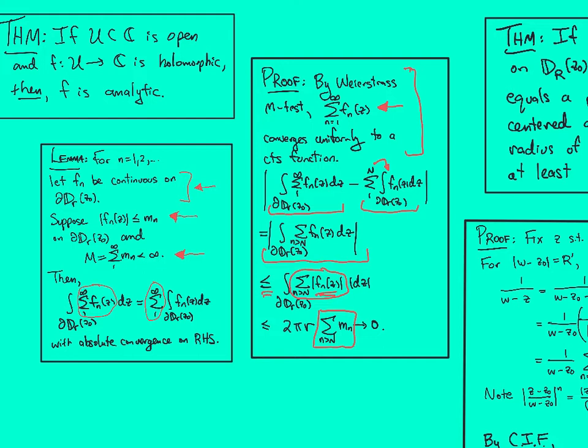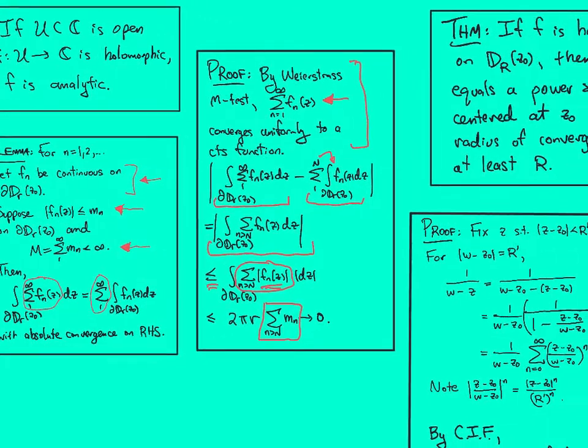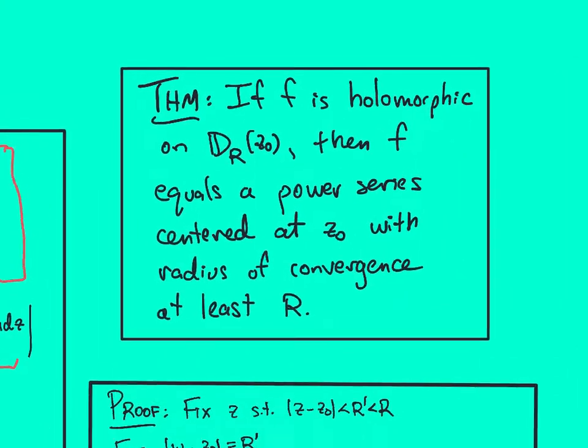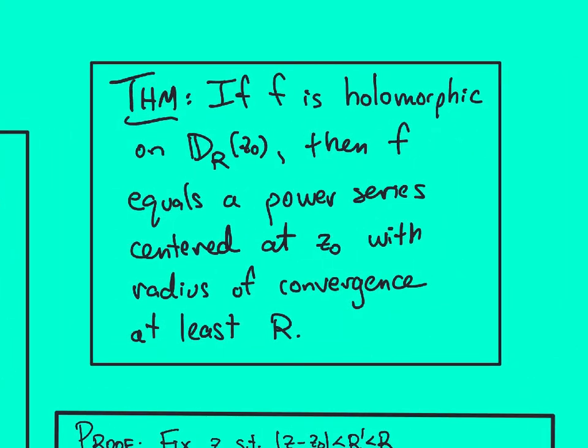Okay, so we're just going to use this basic fact to prove a theorem which will give us something a little bit better than the theorem I already presented. So if I have a holomorphic function on a disk, then f equals a power series centered at z0 with radius of convergence at least r. So this says if f is holomorphic on a disk, then it equals a power series on that entire disk. So it's not necessary to shrink the disk or anything like that.